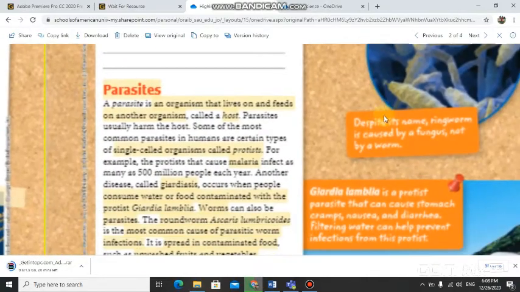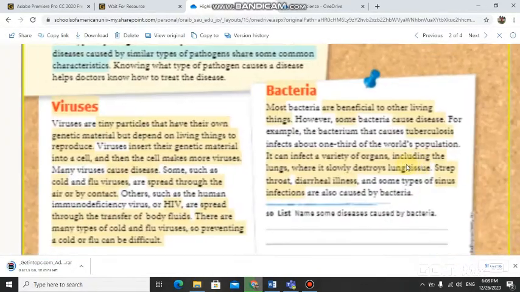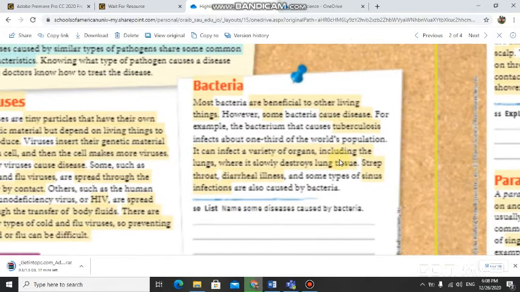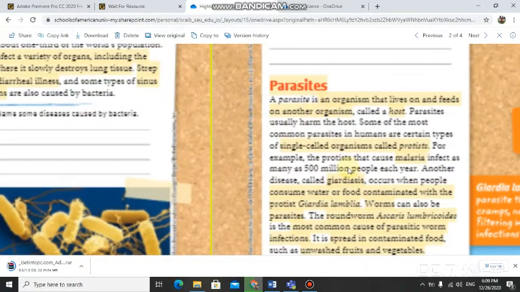We have here parasites. Parasites are organisms that live on and feed on another organism. We can say that parasites and viruses are similar in that they depend on other living things to reproduce. But a parasite is a living thing, whereas a virus is not a living thing.